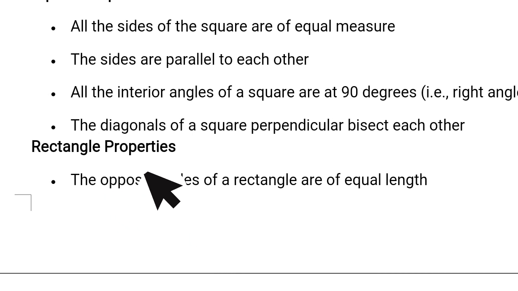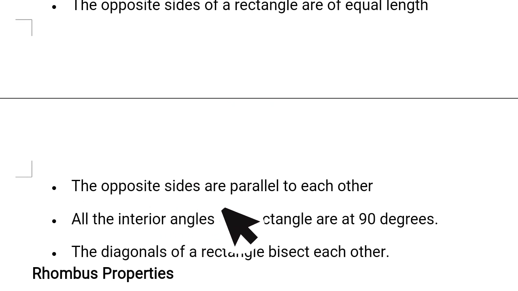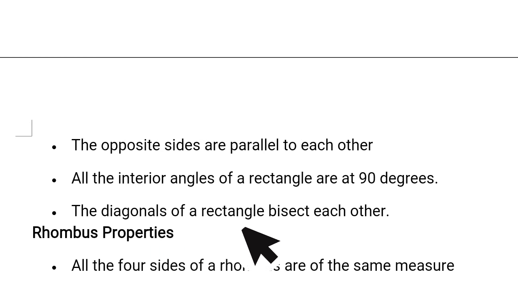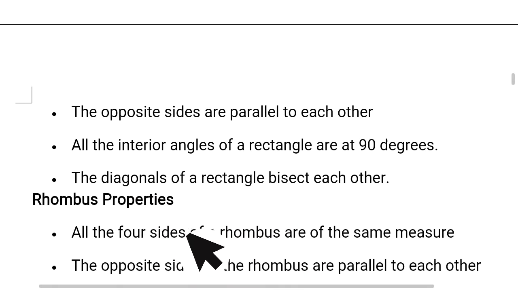Now if we talk about properties of rectangle, the opposite sides of rectangle are of equal length. The opposite sides are parallel to each other. All the interior angles of rectangle are 90 degrees. The diagonals of rectangle bisect each other. It means divide into two. Because of the diagonals, the rectangle is divided into two equal parts.